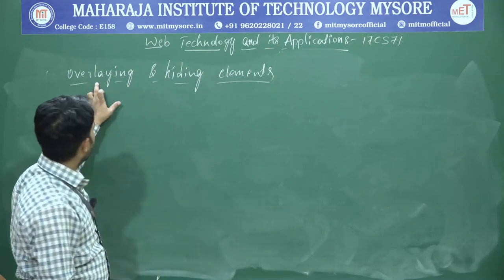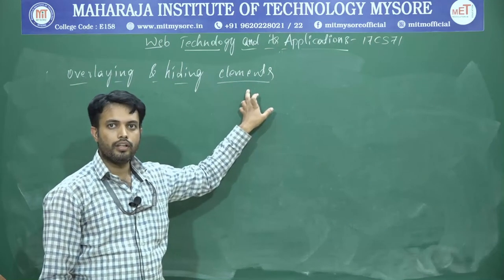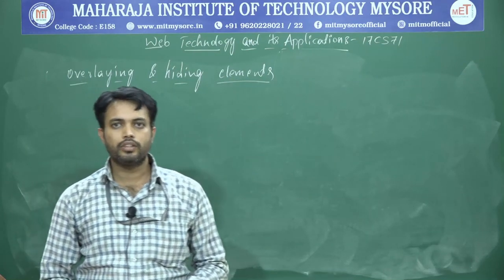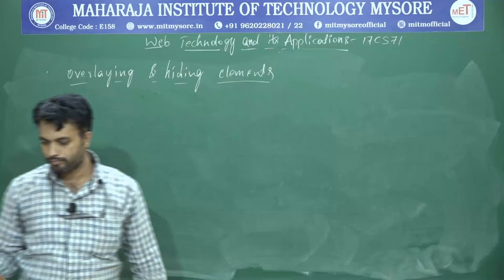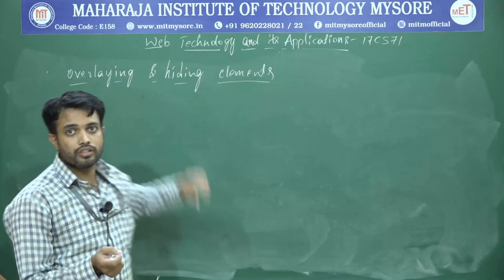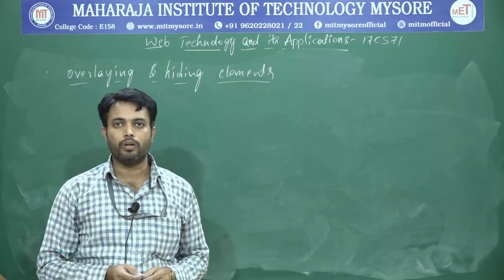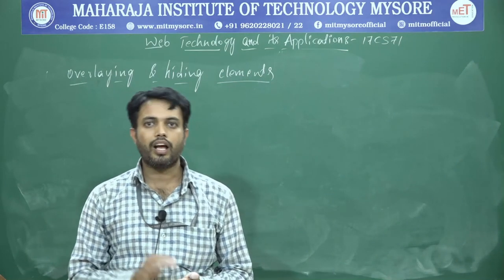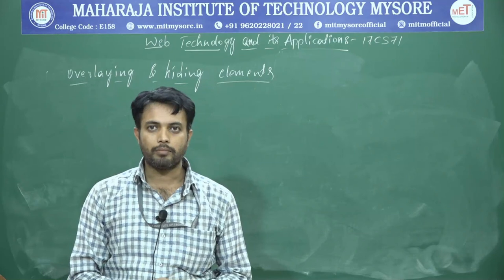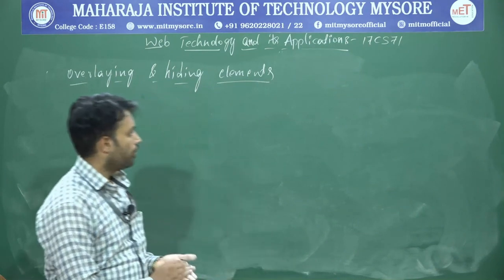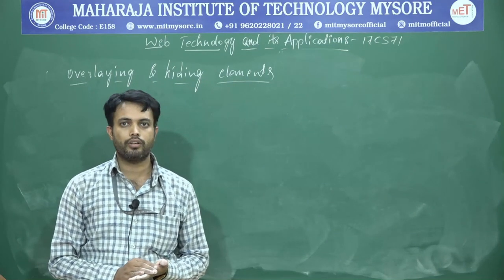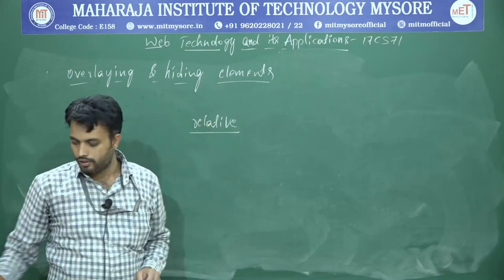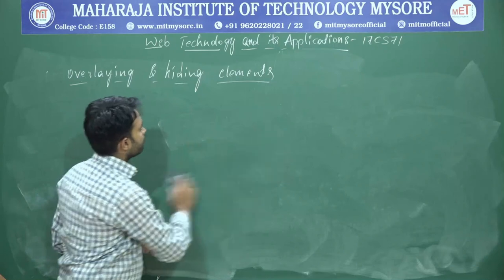Like that, here also we can overlay elements, and again hide them. We can also hide an element. How? Look into the example. In order to overlay an image, position plays an important role. Why? Because we need to display an image on top of another image, or an element on top of another element, right? So position plays an important role here. That means position is relative.